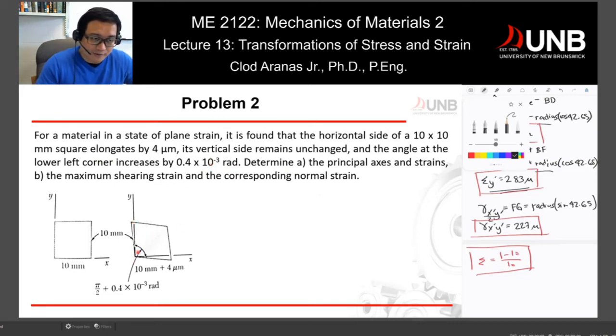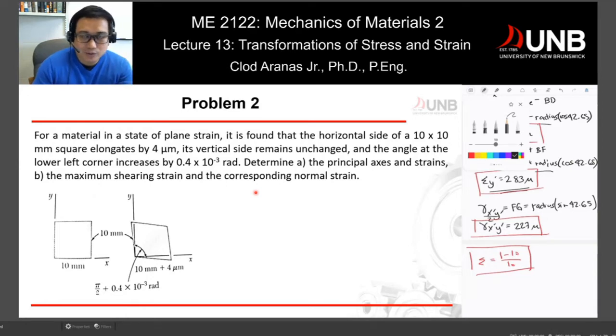It's shown in the figure that the angle increases from 90 degrees, which is pi over 2 radians, so the angle is now 90 degrees plus this 0.4 times 10 to the negative 3 radians. The question is: determine the principal axes and strains, and the maximum shearing strain and the corresponding normal strain.